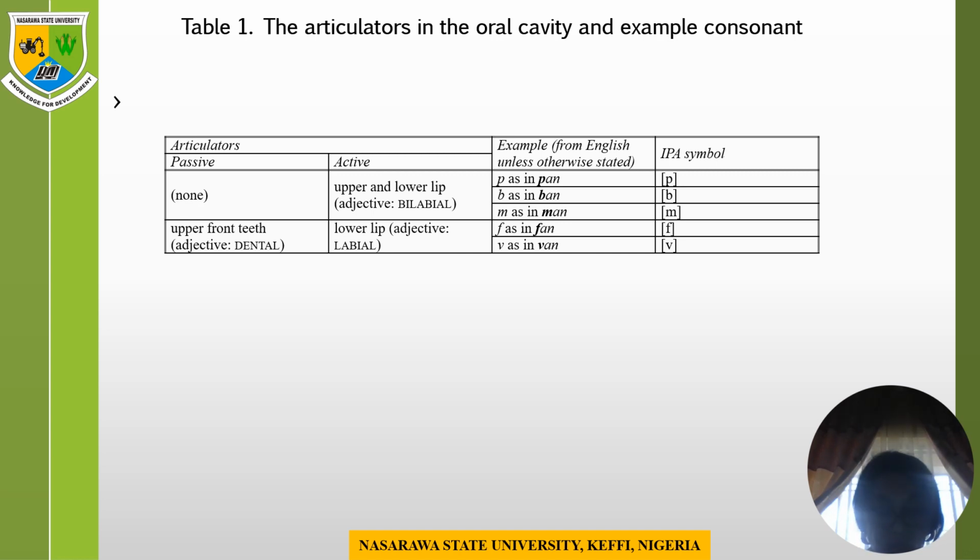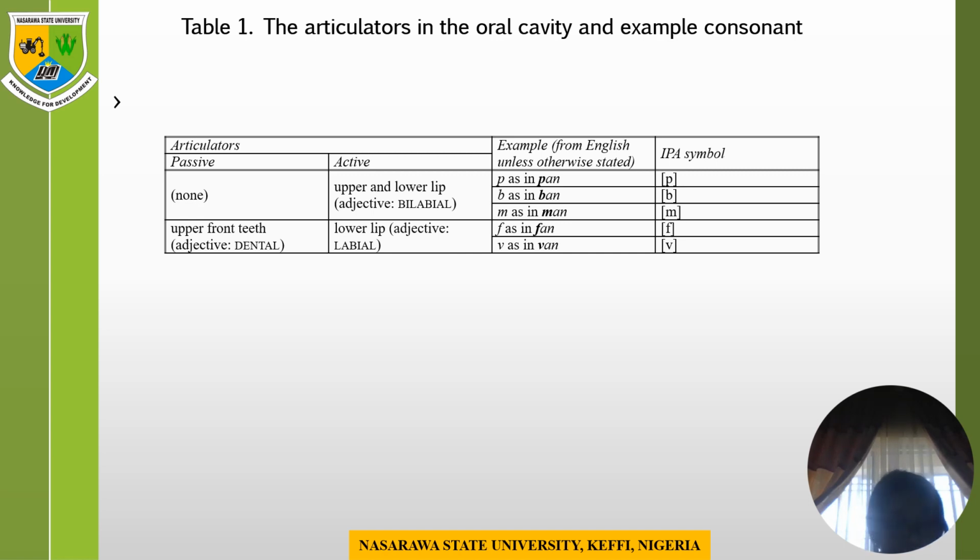The articulators in the oral cavity and example consonants. On the left-hand side, for the articulators, you have passive and active. Number 1, we have none, and as active, we have upper and lower lip. The adjective for this is bilabial. Examples from English, unless otherwise stated: P as in pen, B as in ban, M as in man, F as in fan.